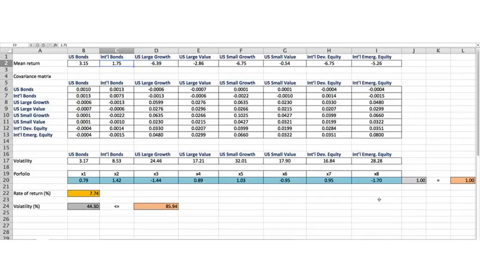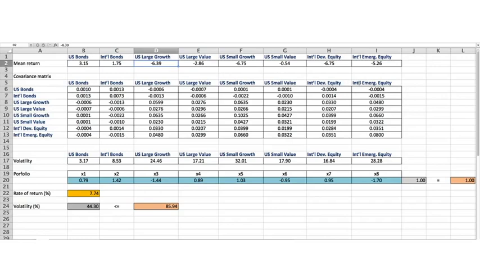optimization program. In this particular spreadsheet, I'm going to have 8 different asset classes: US bonds, international bonds, US large cap growth, US large cap value, US small cap growth, small cap value, international developed equities, and international emerging equities. And the mean returns for these different assets are 3.5, 1.75, minus 6.39, and so on. And these are all in percentages.